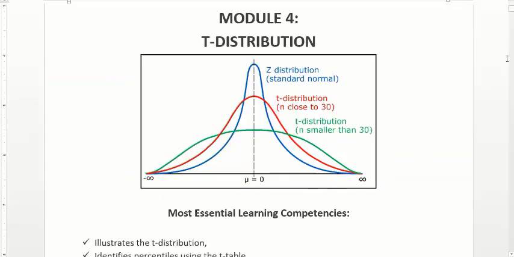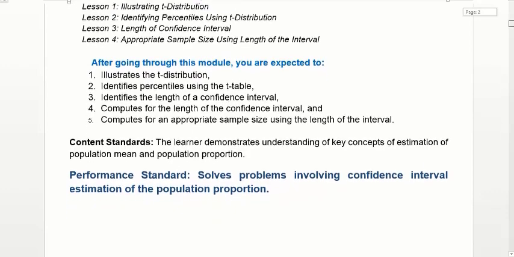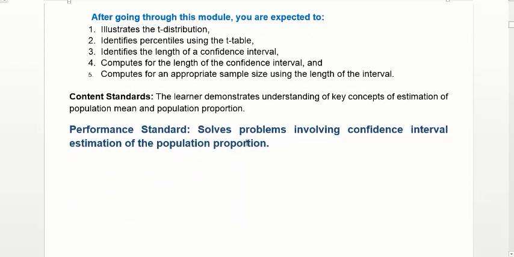Okay, so going back to your module now. These are our learning competencies today: illustrate the t-distribution, identify percentiles using the table, identify the length of the confidence interval, compute for the length of the confidence interval, and compute for an appropriate sample size using the length of the interval. These are all four lessons, so don't be surprised if I'm a bit in a hurry. Anyway, the performance standard is for you to solve problems involving confidence interval estimation of the population proportion, which is around lesson 4.